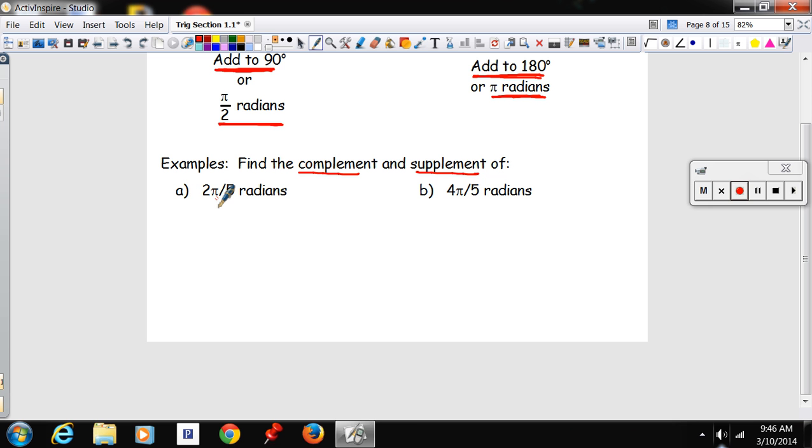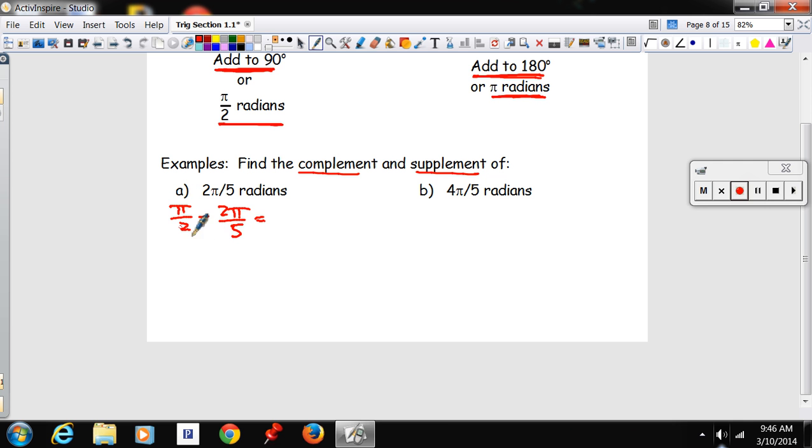So I need to start with my 90 degrees, which in this case is pi over 2, and I need to subtract the 2 pi over 5. Because I need to find out what would add to the 2 pi over 5 to make it equal to pi over 2. The pi over 2 is the big one. That's the one we're going to start with. That's the biggest angle there. We want to get them to equal the pi over 2.